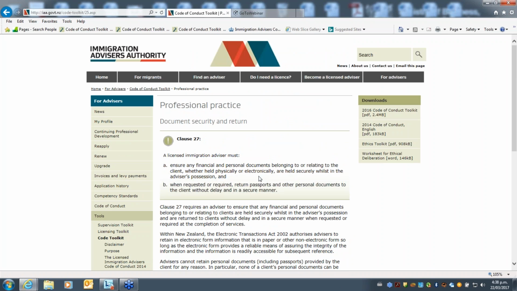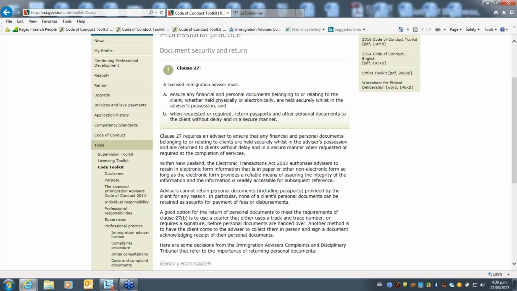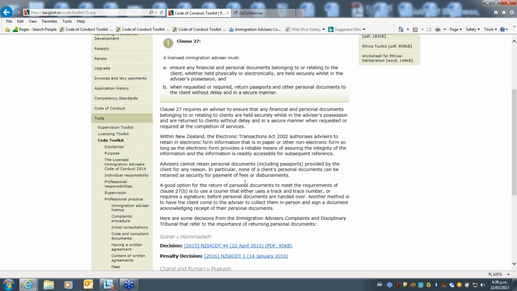You need to ensure that you're returning personal documents to the client. Firstly, you need to hold them securely, and secondly, you need to return them without delay and in a secure manner. So it's important that you are thinking about how you're doing that.